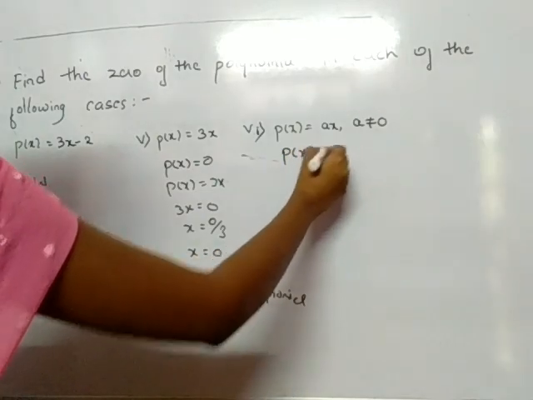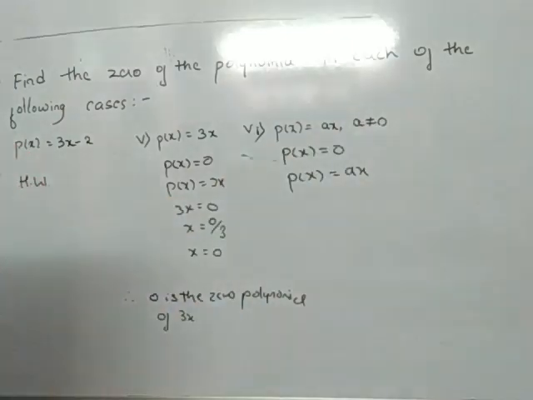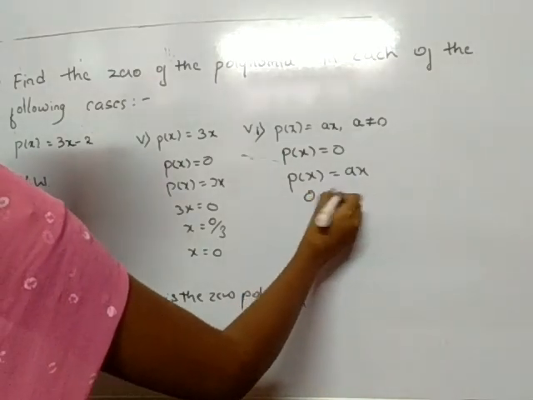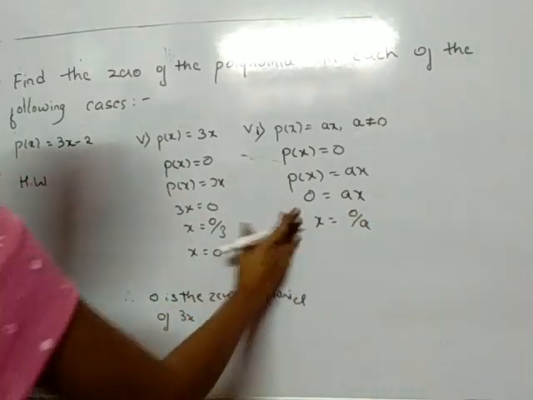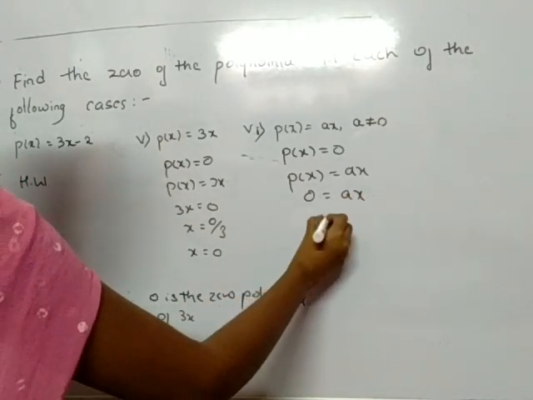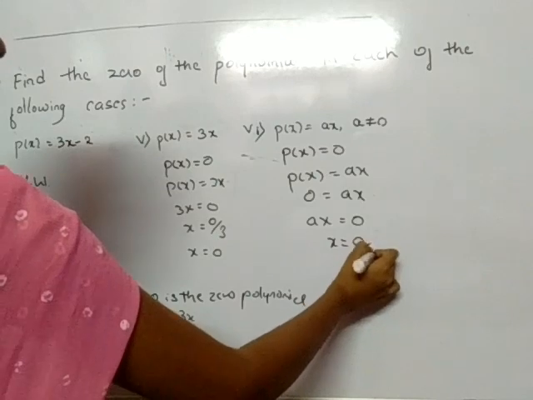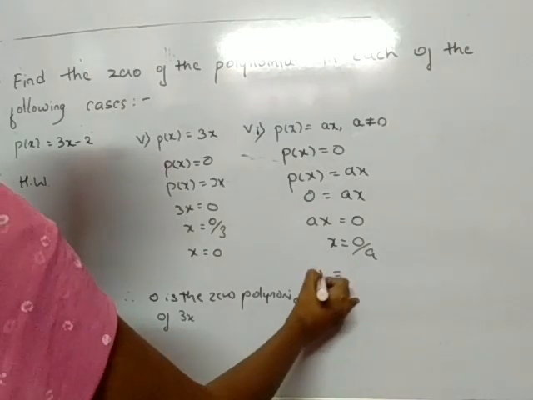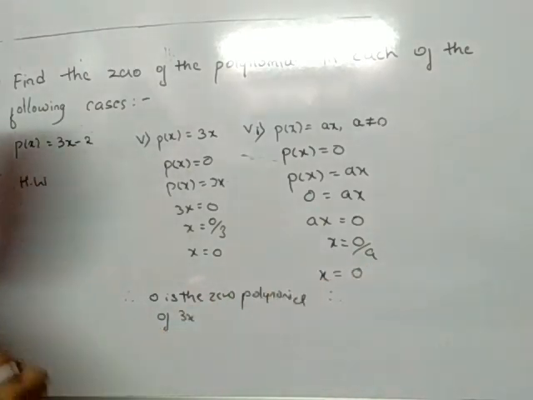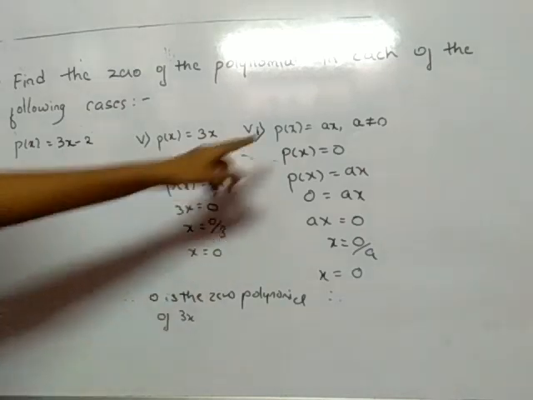P of x is equal to 0. Then P of x is equal to ax. And also they have given here one condition. You can observe it. a must not be equal to 0, right? So 0 equals ax. Then x is equal to 0 divided by a. Or rearrange this equation, that is ax equals 0. I will keep this x as it is. I will bring this a to the right hand side. It will be divided. Again, as we have got here, similarly we got it here also. That is x equals 0. Thus, 0 is the zero of the polynomial ax.